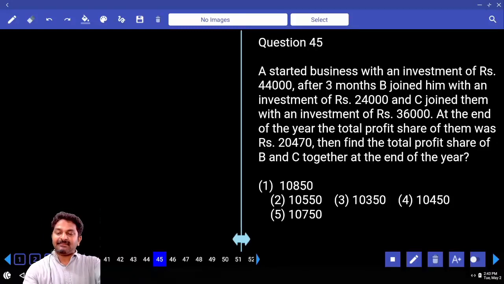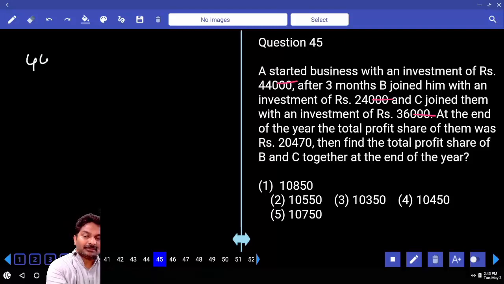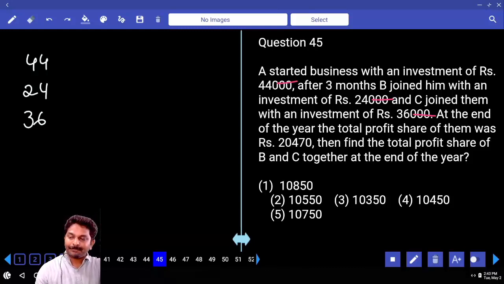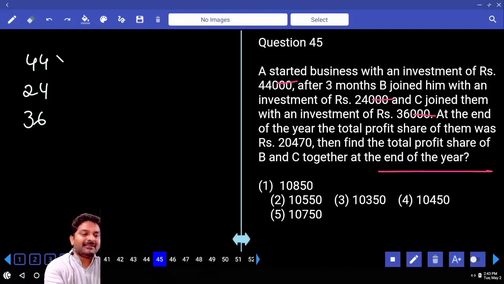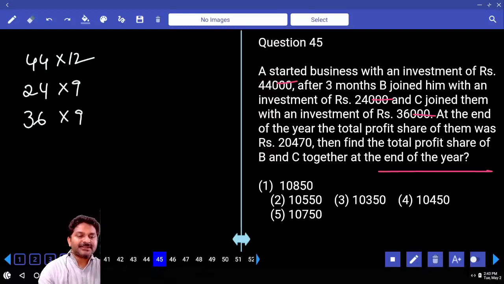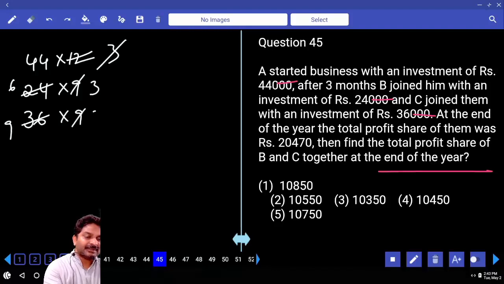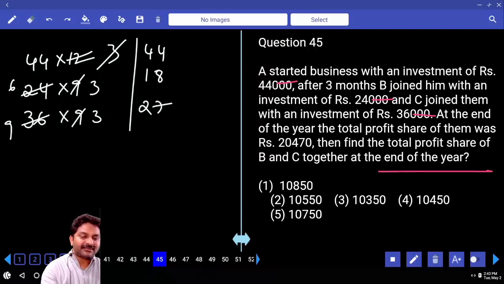Okay. When you look at their investments, all are having 3 zeros common. 44, 24, 36. Who started the business? And business happened for 1 year only? Yes? End of the year. A will be there for? B, C joined after 3 months. So they will be there for 9 months. Cancellation with 4, 3 times, 6 times, 9 times, 3 times, 3 times, 44, 18, 27.